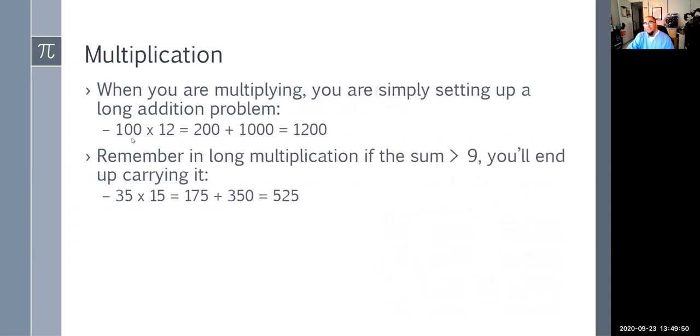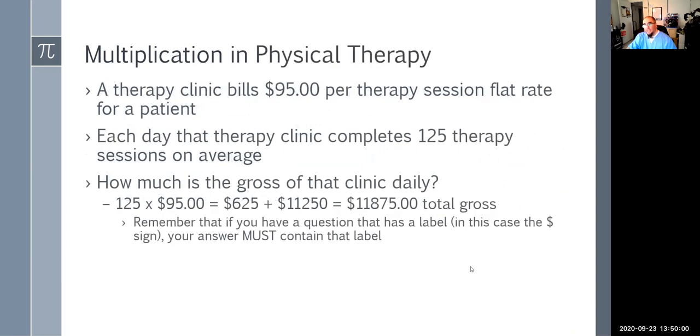When you're multiplying, you're simply setting up a long addition problem. So this is kind of the way to do it. Also remember, in a long multiplication, if the sum's greater than 9, you'll end up carrying it. But looking at physical therapy, a therapy clinic bills $95 per session, flat rate for a patient. We wish. A session each day, that clinic completes 125 therapy sessions on average. So how much does that clinic gross each day? This will make you cry when you think about this. If that clinic sees 125 patients at $95 a visit, that clinic's making about $11,000, $12,000 a day in gross.